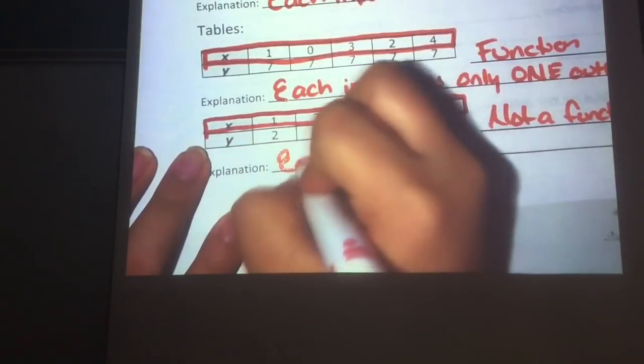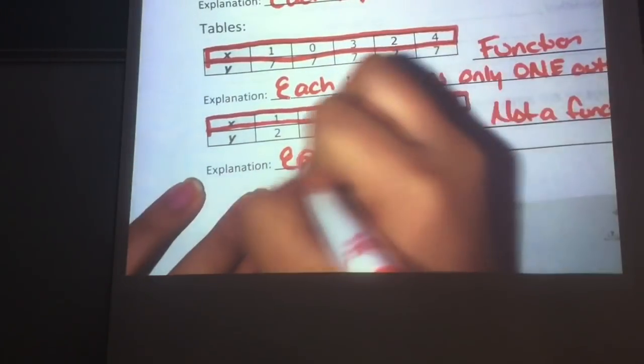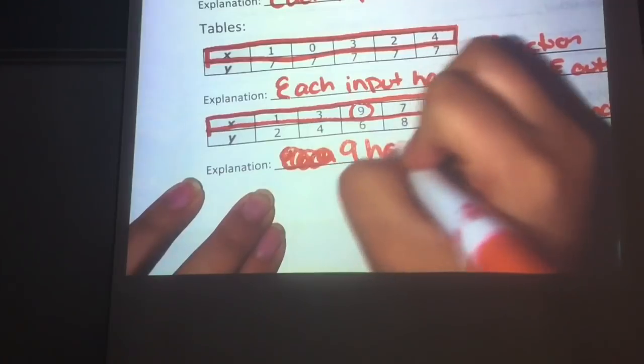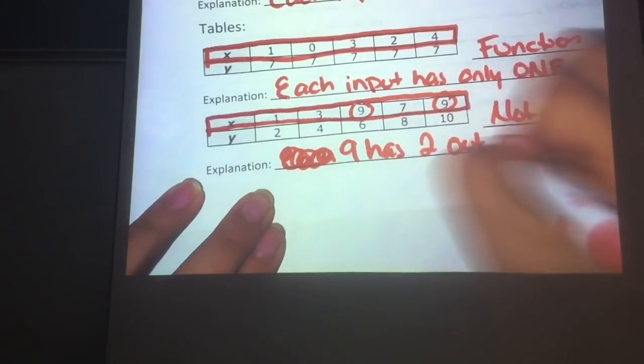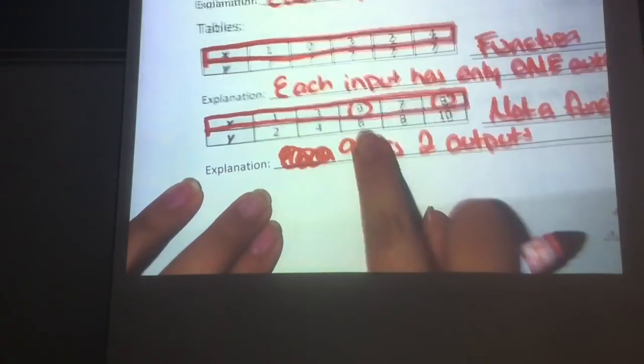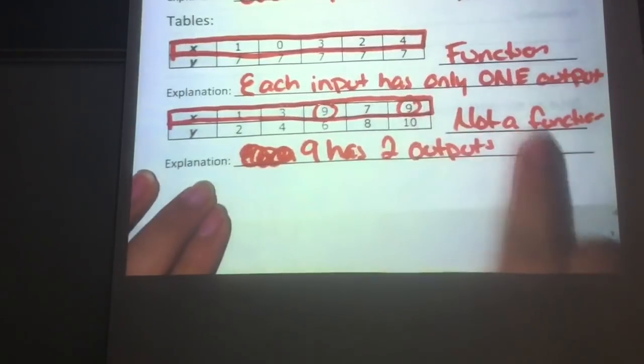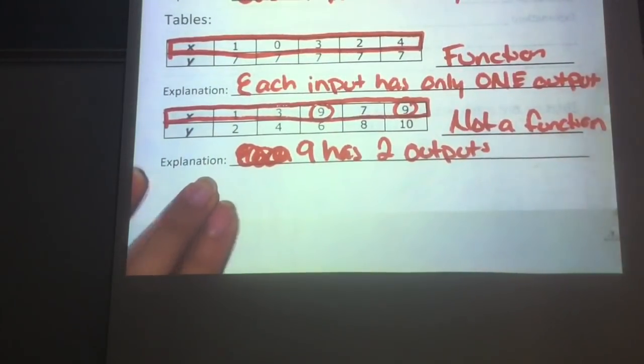Because 9 has two outputs. So 9 has the output of 6 and 9 has the output of 10, so that means that it's not a function.